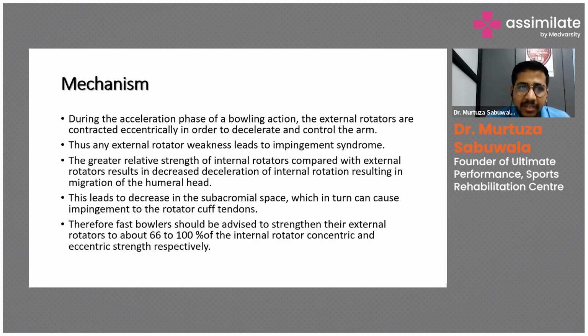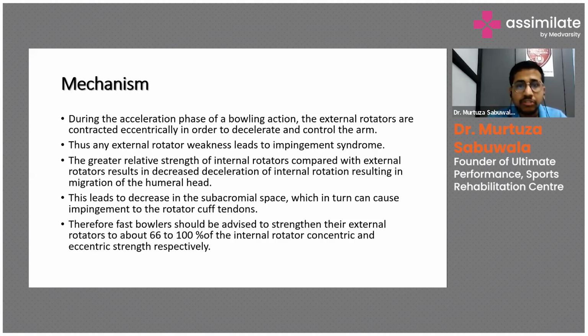And this leads to a decrease in subacromial space, which in turn causes impingement of the rotator cuff tendon. Within the shoulder complex, there is a subacromial space. Within that subacromial space, the tendons of the rotator cuff pass. So when there is an imbalance between the strength of the external and internal rotation, there is a superior displacement of the humeral head. When the humeral head glides up, it reduces the subacromial space, and this leads to impingement syndrome.